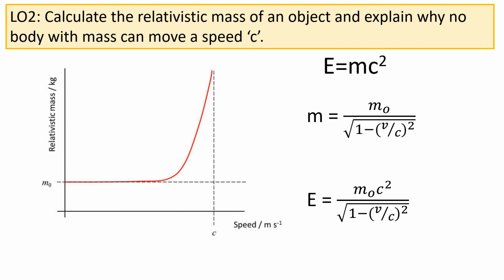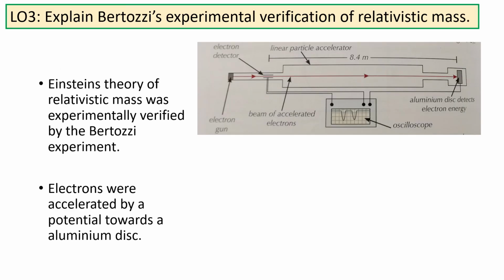That is, as you go to higher and higher speeds, close to the speed of light, you need more and more energy to further accelerate the mass. In fact, once you reach close to the speed of light, you would need an infinite amount of energy to accelerate the object to the speed of light. These ideas around relativistic mass were finally verified by Bertozzi's experiments.